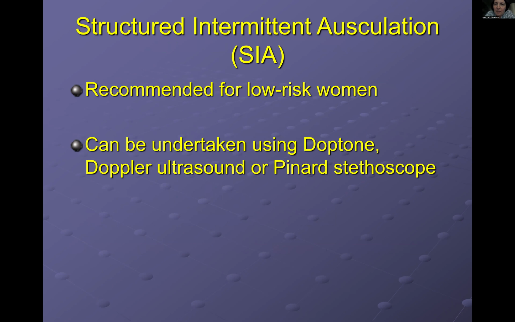Structured intermittent auscultation is what is normally used for low risk women, especially if they're not delivering at hospital. If there is a home birth or in a birth center, and low risk women normally, you use the Doptone or the ultrasound if there is access to it, or the Pinard stethoscope, in order to be able to listen in and to make sure that the fetal heart is normal.